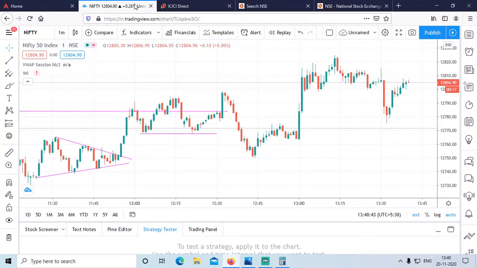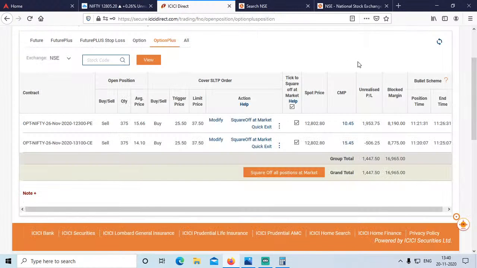Time 1:40. Market is 12,805 and my profit is 1,500. Very good.